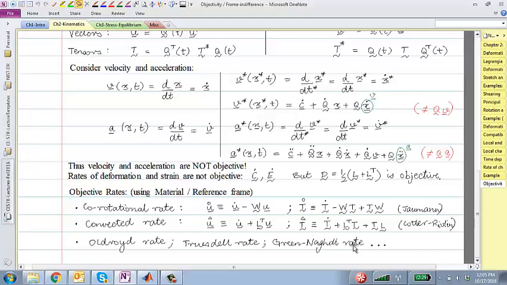So, this is all important when, for example, you are trying to correlate stress with strain. If two different observers measure strains and stresses, the relationship between stress and strain also has to be objective. Material does not depend upon who is observing that material, right? So material behavior is independent of the observer.